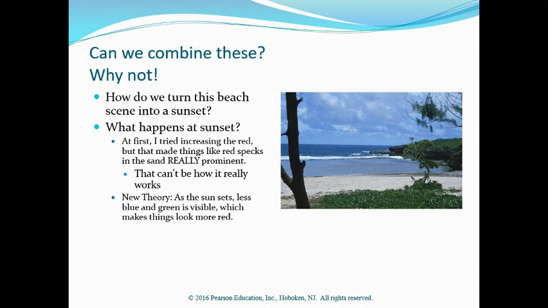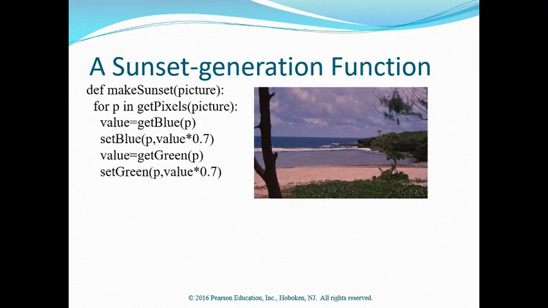What happens at first? At first, I tried to increase the red, but that made things like red specks in the sand really prominent. And that can't be how it really works. But here's a new theory. As the sun sets, less blue and green is visible, which makes things look more red. So instead of changing the red to make it more red, we actually just decrease the blue and the green a little bit. So the red's not so prominent, but the blue and the green are faded, so it does look more like an actual sunset would look. You can run through this example with a picture, find a picture of a sunset and do something similar.